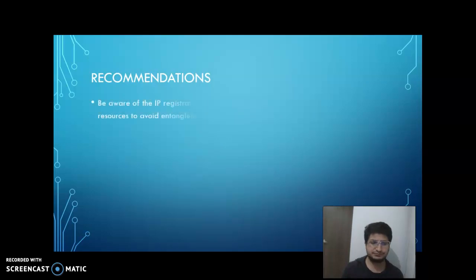Recommendations. Be aware of the IP registration process and its times, and have the necessary resources to avoid entanglement with the negotiation and license.